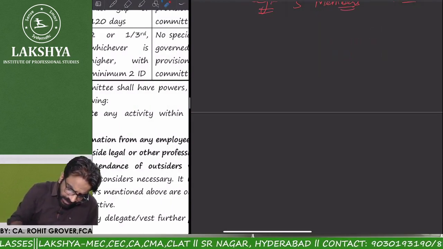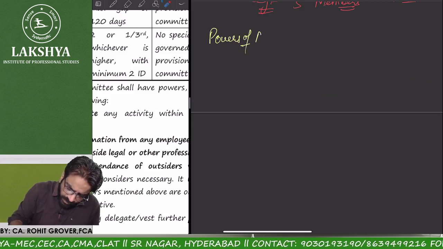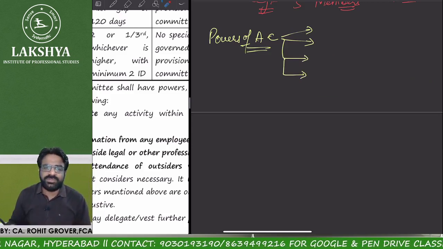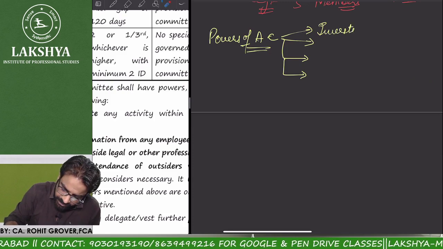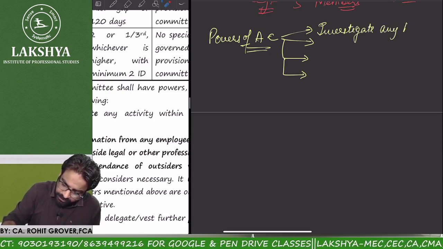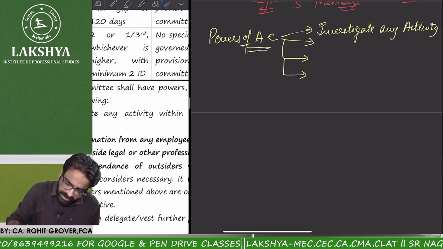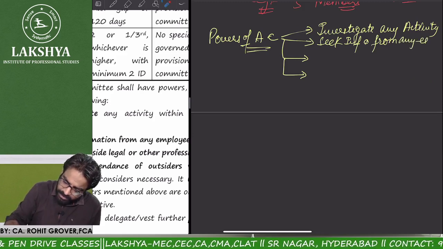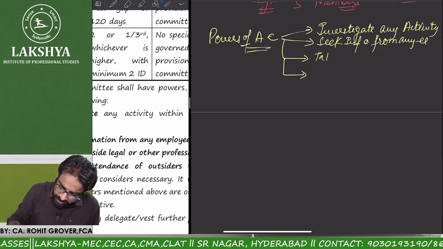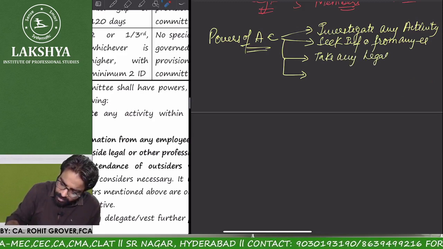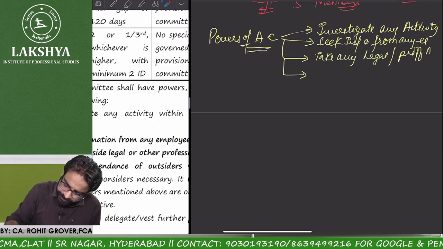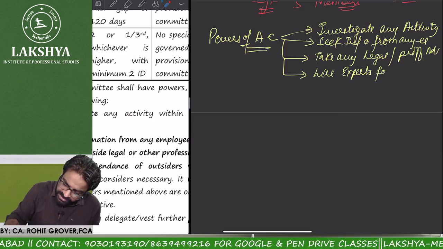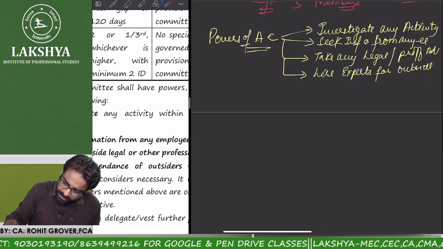You can easily tell me, I know. So what are the powers of the audit committee? It is broadly classified into 4. What are the powers of the audit committee, sir? It can investigate any activity going on at any point of time. Sir, it can seek information from any employee. Sir, it can take any legal or professional advice whenever it wants. Sir, it can also hire experts for outside consultation. Am I correct or not?